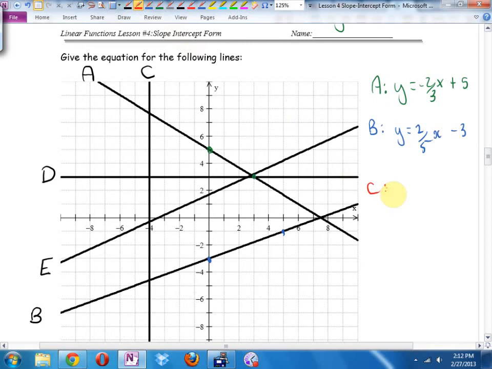C. Is this going to be y equals mx plus b? No. What's this equation then? X equals negative 4. D. Is this going to be y equals mx plus b? No. What's the equation then? Y equals 3.